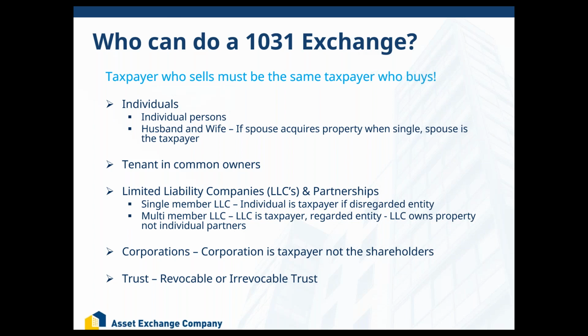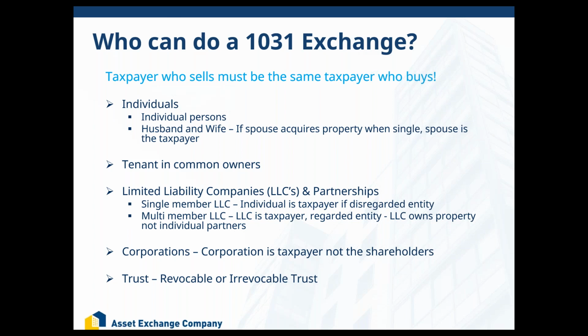Now, sometimes we see this with spouses. Let's say one of the parties owned an investment property prior to being married. Let's just say it's the wife, right? She owned an investment property, a rental property, prior to being married. Now, she gets married, and then during the course of the marriage, she decides she wants to sell that rental property, and she wants to do a 1031 exchange because she wants to defer the taxes.